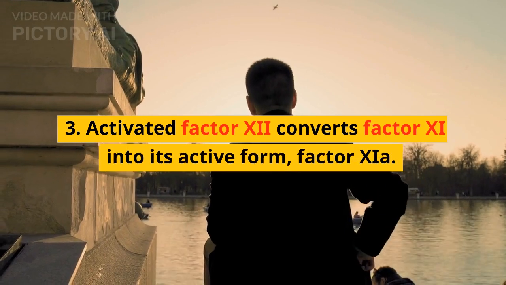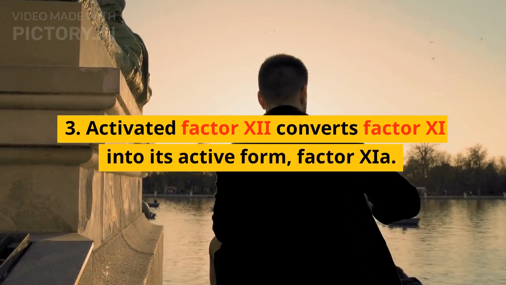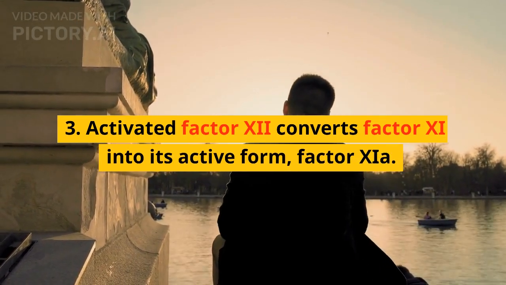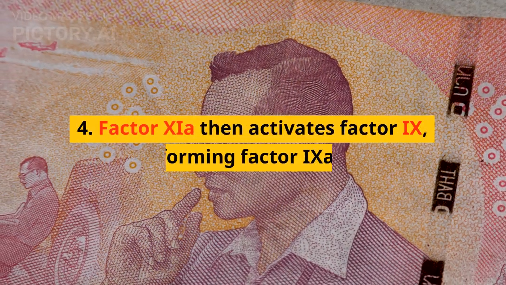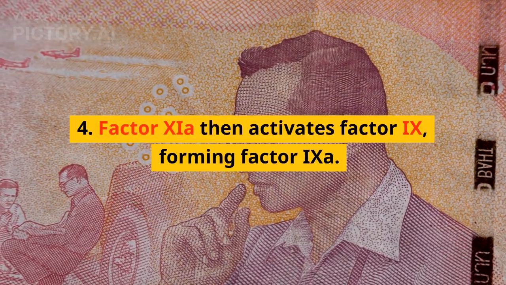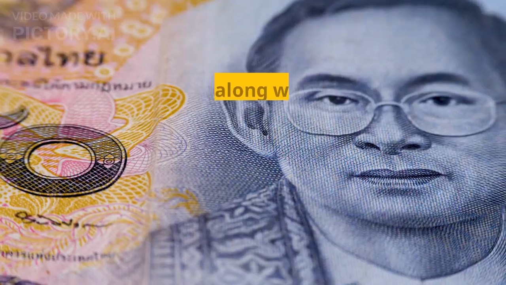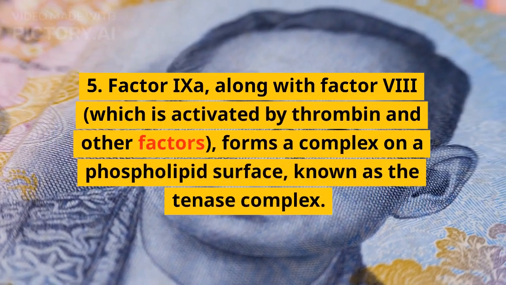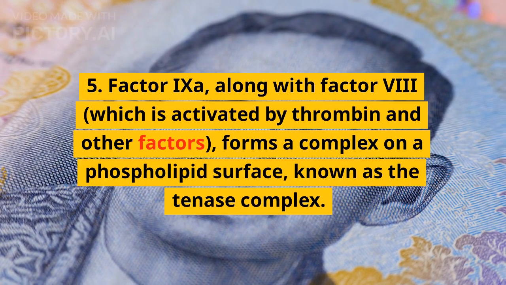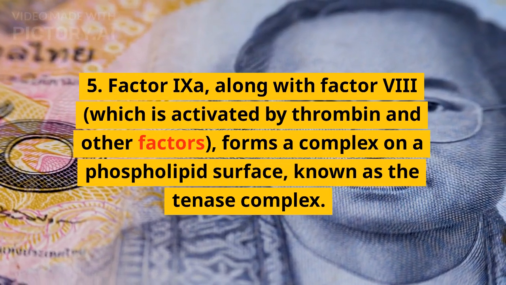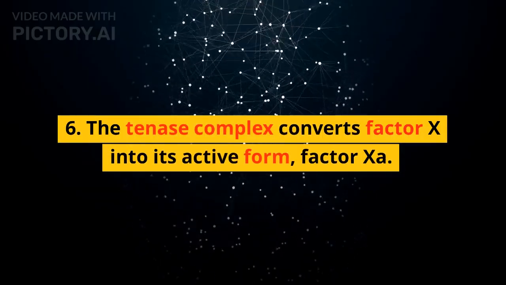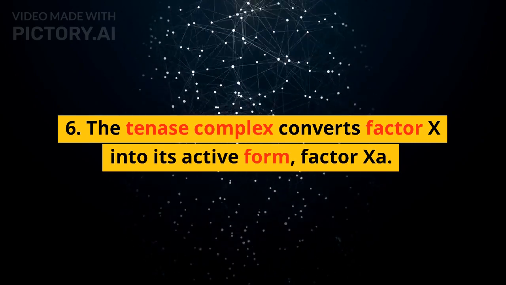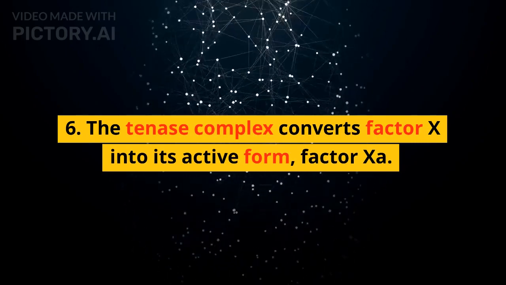3. Activated factor 12 converts factor 11 into its active form, factor XIa. 4. Factor XIa then activates factor IX, forming factor IXa. 5. Factor IXa, along with factor 8, which is activated by thrombin and other factors, forms a complex on a phospholipid surface, known as the tenase complex. 6. The tenase complex converts factor X into its active form, factor Xa.